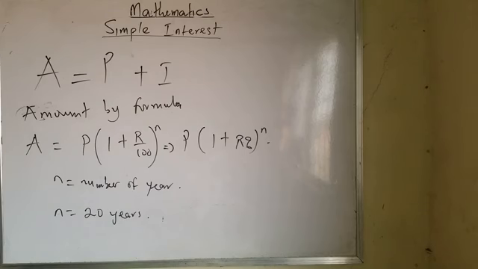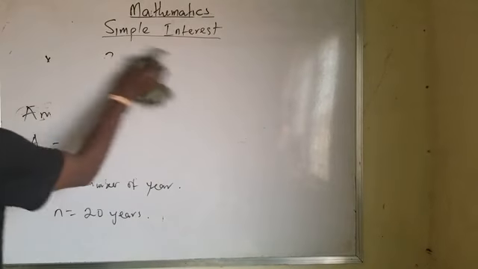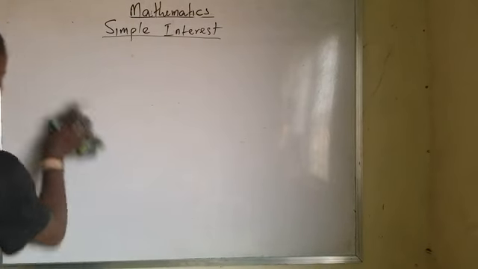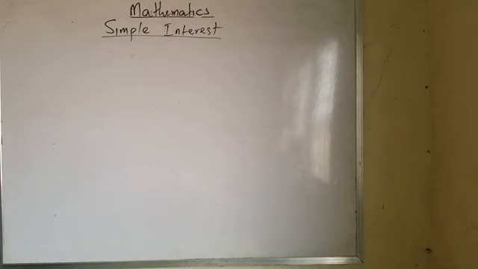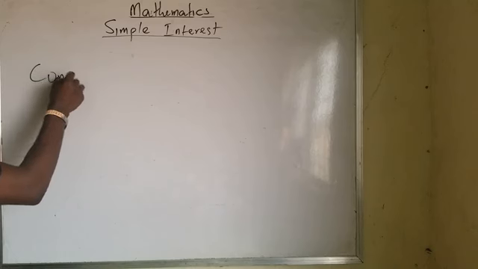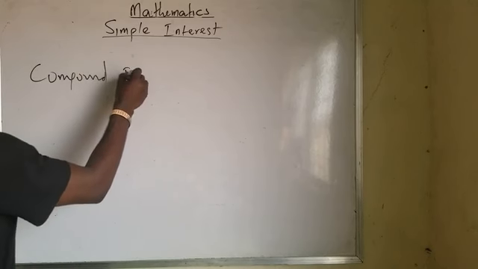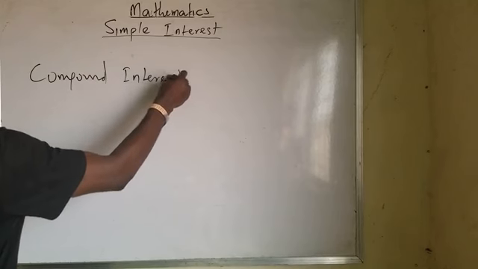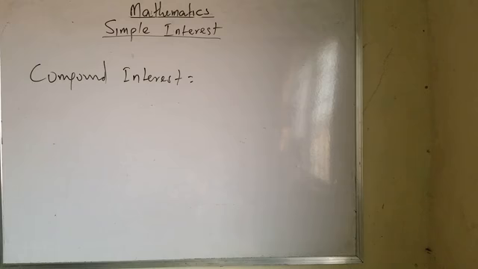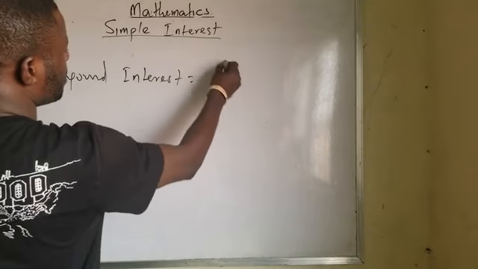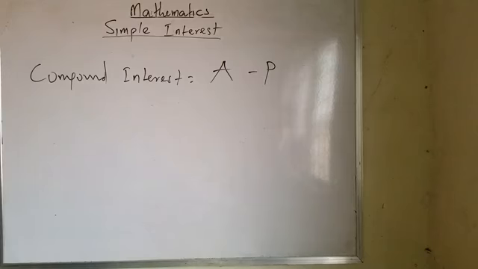And lastly, before I end, I know that in the next video I'll be working extensively on compound interest. But let me give a hint, so that we have it in the form of an introduction class to simple interest and others. When we talk about compound interest, it is always equal to amount minus principal. Take note of that.